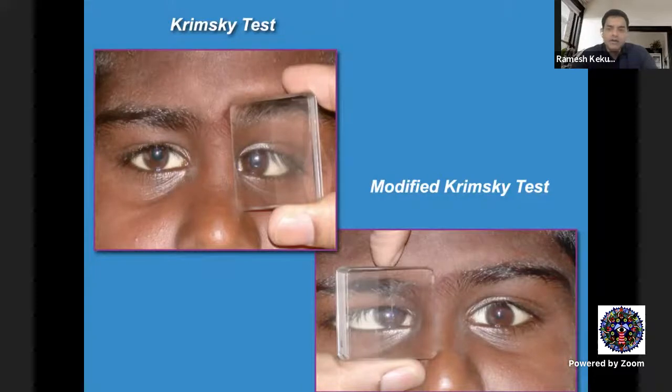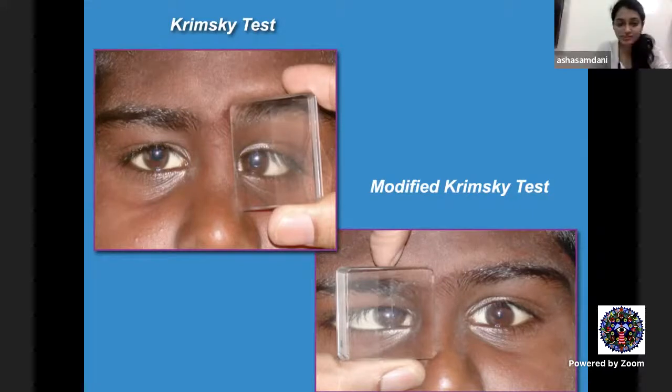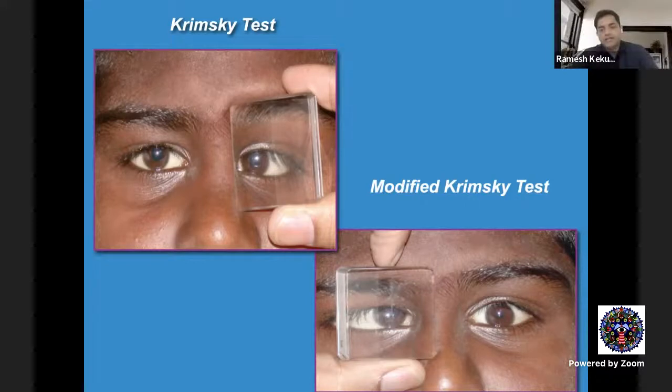Asha, I'll stop at Krimsky's test, and then we can take some questions. I have some questions lined up. Krimsky and modified Krimsky is very important. Krimsky is straightforward. You have good vision in one eye. In this case, the right eye has good vision, 6/6. The left eye has very poor vision.